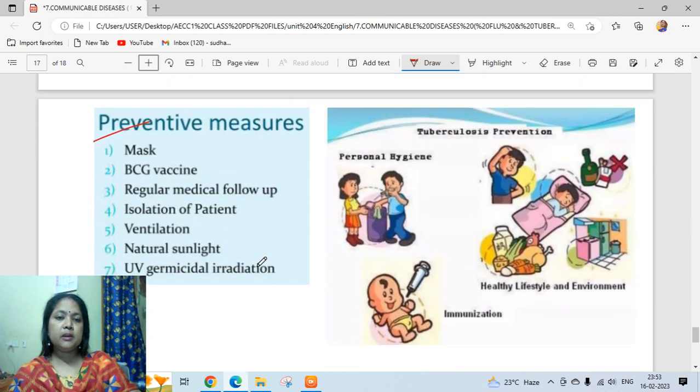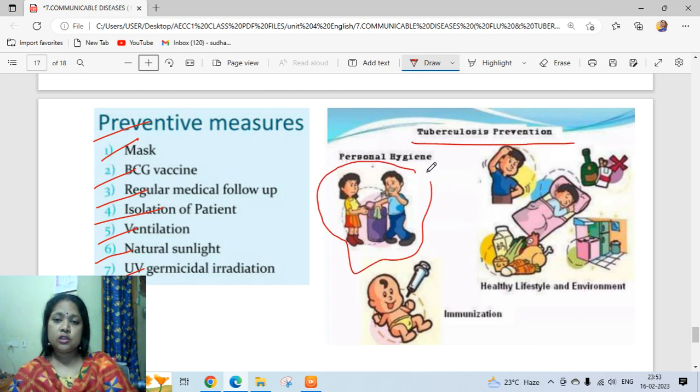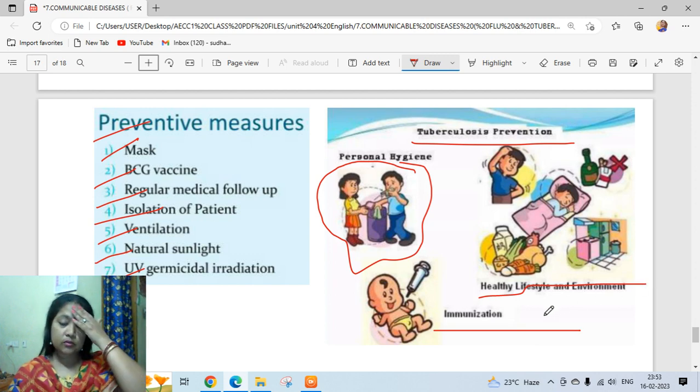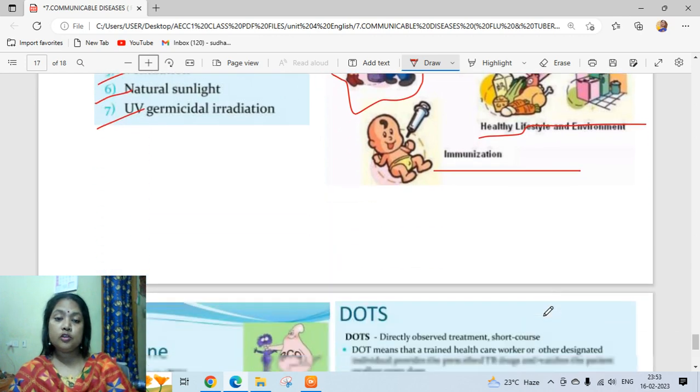Then what are the preventive measures? Preventive measures of TB are mask, BCG vaccine, regular medical follow-up, isolation of patient, ventilation, natural sunlight, UV germicidal irradiation. Then tuberculosis prevention. These are the methods. First important thing is personal hygiene, second is immunization, third is healthy lifestyle and environment. These are the most important preventive measures from tuberculosis.